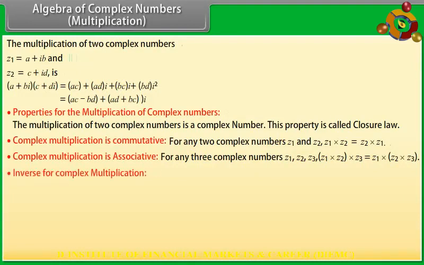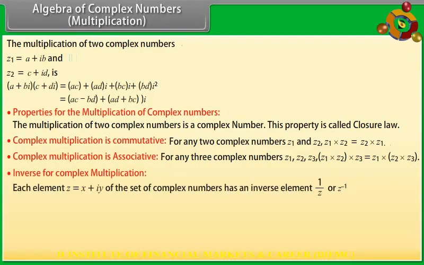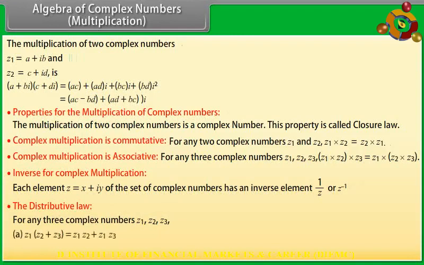Inverse for complex multiplication. Each element z equal to x plus iota y of the set of complex numbers has an inverse element, 1 by z or inverse of z. The distributive law. For any three complex numbers z1, z2, z3, z1 into (z2 plus z3) is equal to z1 into z2 plus z1 into z3. (z1 plus z2) into z3 is equal to z1 into z3 plus z2 into z3.